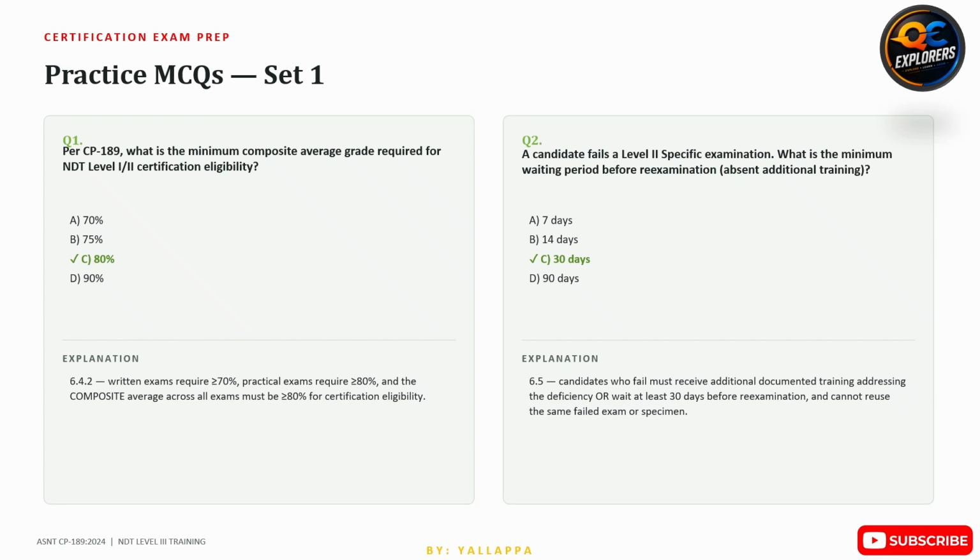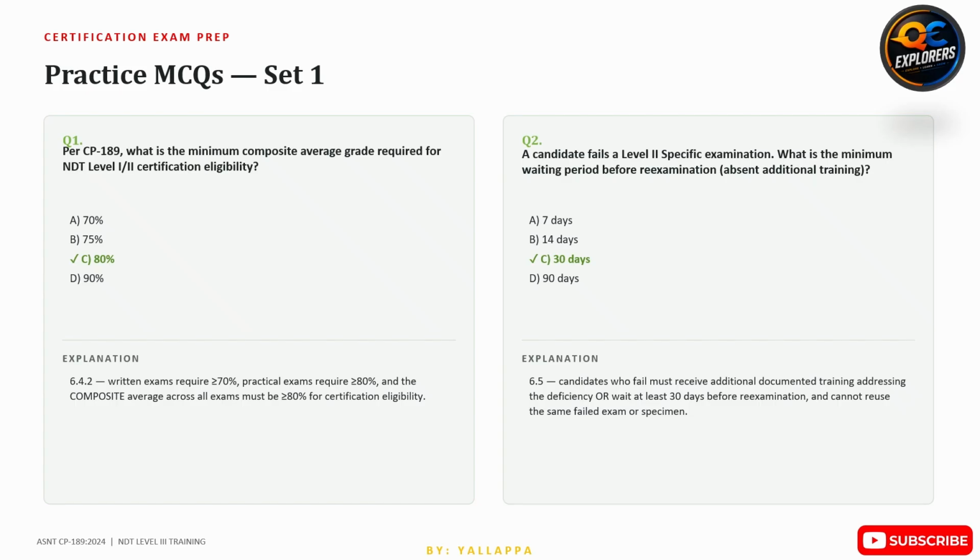The question asks, per CP-189, what is the minimum composite average grade required for NDT Level 1 and Level 2 certification eligibility? The options are 70%, 75%, 80%, and 90%. The correct answer is 80%. This is one of the most important numerical requirements in the entire standard.